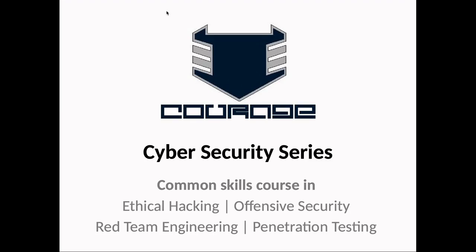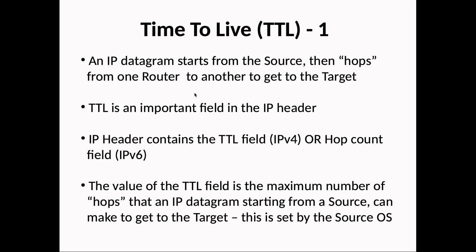In this short video, we are going to try and understand the concept of time to live, TTL. Whenever you have a source and a target device that are connected across the internet, any data that is exchanged between these two devices happens in the form of IP datagrams. The source device sends out IP datagrams to the target, and the target in turn also responds with IP datagrams. These two devices, the source and target, are connected via intermediate routers.